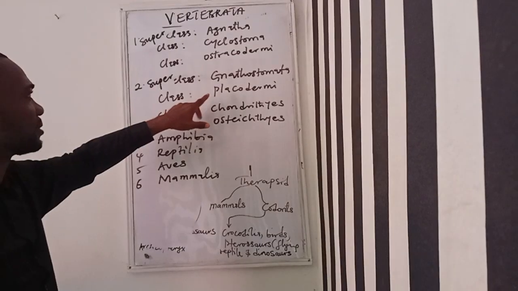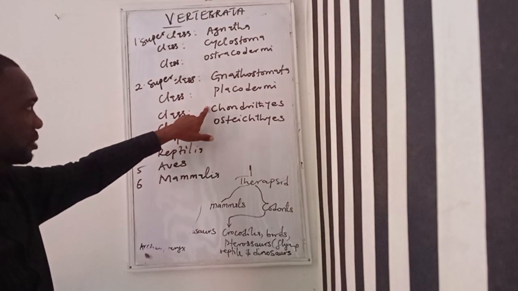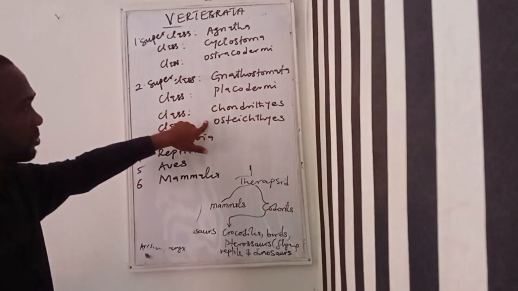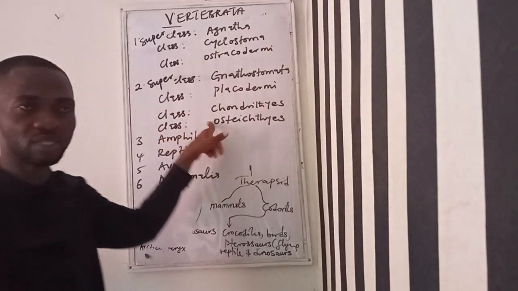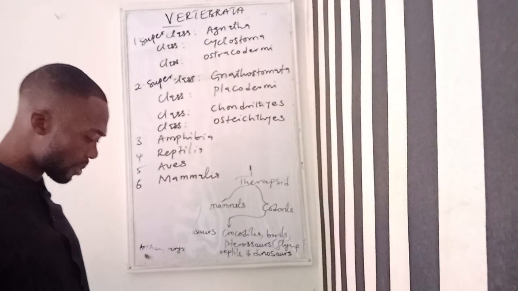Then we have the Placodermi, which have gone into extinction. This is the cartilaginous fishes, the sharks and the rays. Then Osteichthyes, that is where you see the tilapia, the catfish, the carp. So that is it about this.